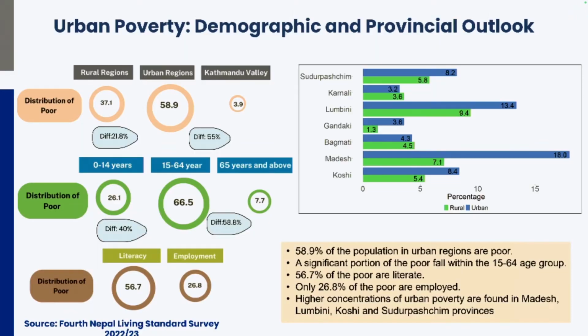Urban poverty, demographic, and provincial outlook. We can see that 58.9% of the population residing in the urban regions are poor. 66.5% of the people residing in the urban regions fall in the poor distribution. 56.7% of the urban poor are literate, while only 26.8% of them are employed. We can see the provincial bar here, where a higher concentration of urban population is found in Madhya province, followed by Lumbini, Koshi, and Sudur Paschim.